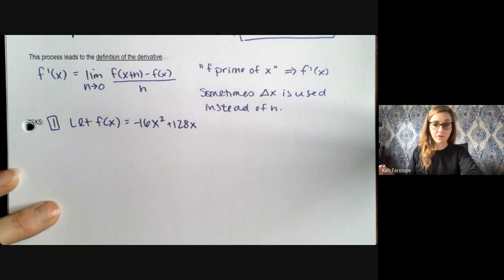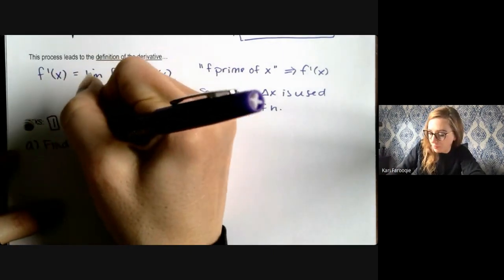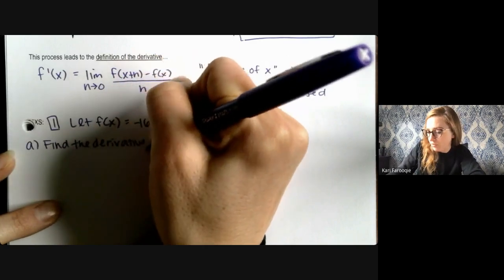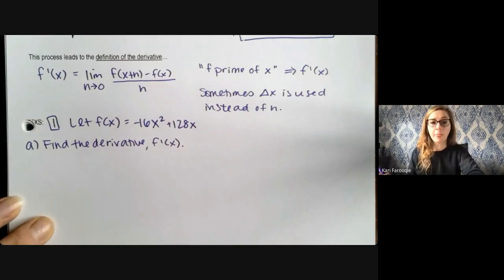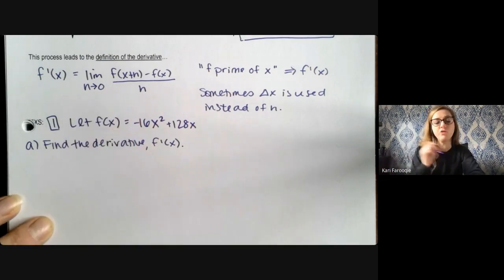What we're going to do first is find the derivative f prime of x. Now, in order to do that, I'm going to need to take the limit as h approaches 0 of f of x plus h minus f of x divided by h. So I need a couple different things here.